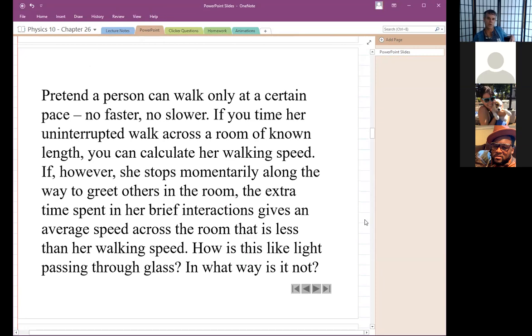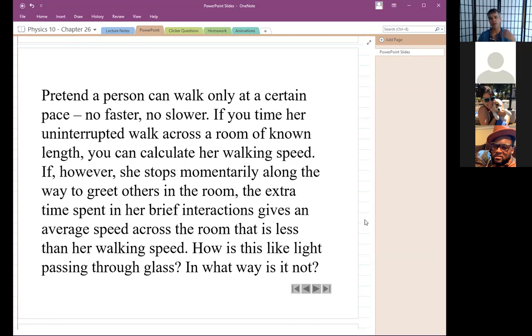Pretend a person can walk only at a certain pace, no faster, no slower. If you time her uninterrupted walk across a room of known length, you can calculate her walking speed. If, however, she stops momentarily along the way to greet others in the room, the extra time spent in her brief interactions gives an average speed across the room that is less than her walking speed. How is this like light passing through glass? In what way is it not?